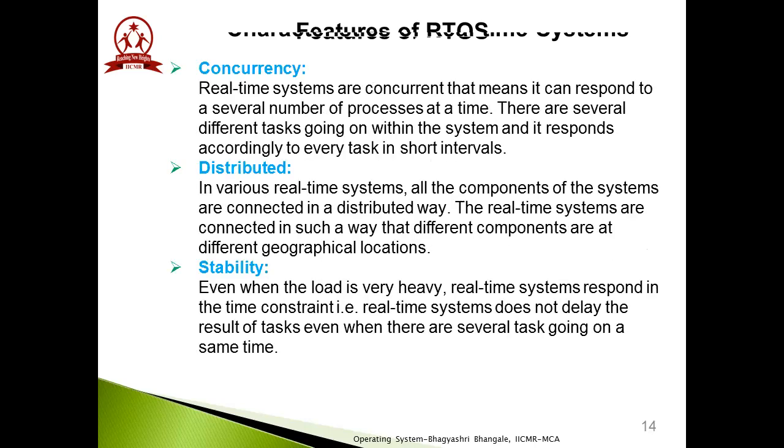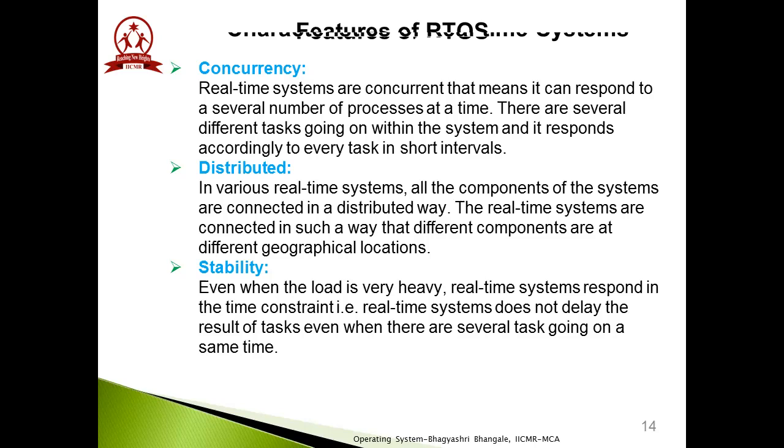Now the next characteristic is concurrency. Real-time systems are concurrent. That means they can respond to several processes at a time. There are several different tasks going on within a system, and it responds to every task in a short interval. Each task has an interval set, so the tasks are responded to according to their intervals, and at the same time a number of processes are going for execution. That feature is also provided by RTOS, that is, concurrency.